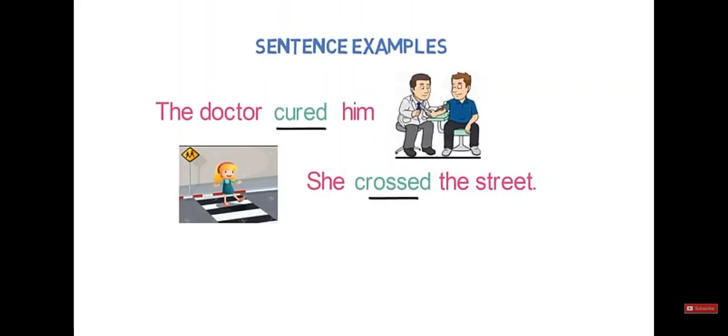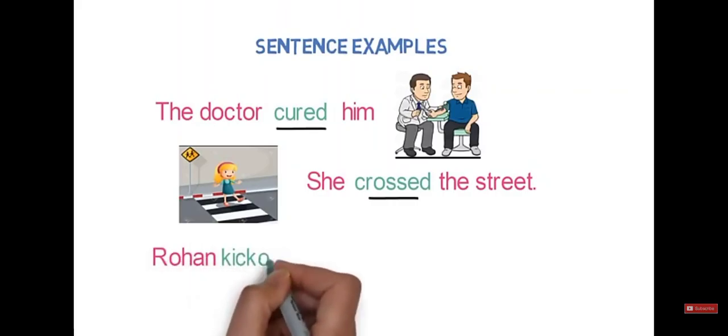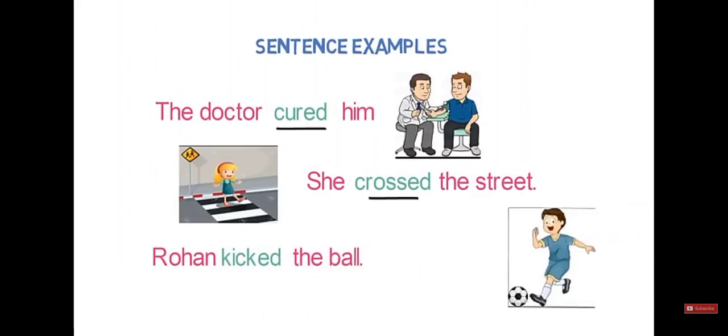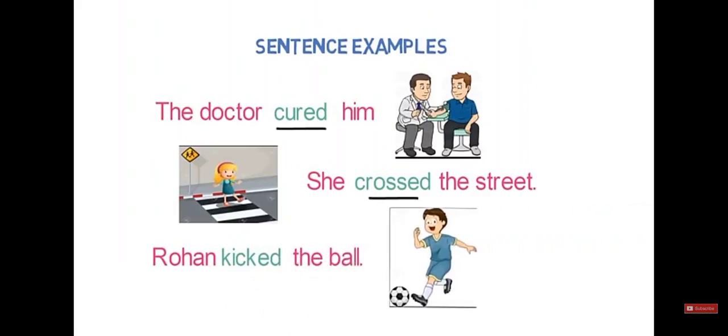Let's look into one more example to make things even clear. Rohan kicked the ball. Here, kicked is the action performed by Rohan and ball is the direct object on which the action is performed. So it's a transitive verb. Now that we are clear about transitive verb, let's look into intransitive verb.